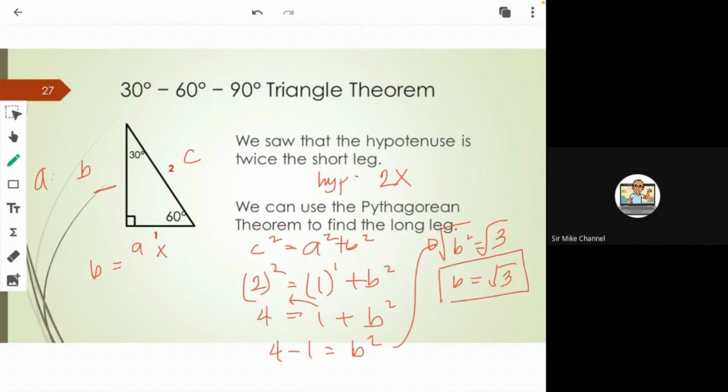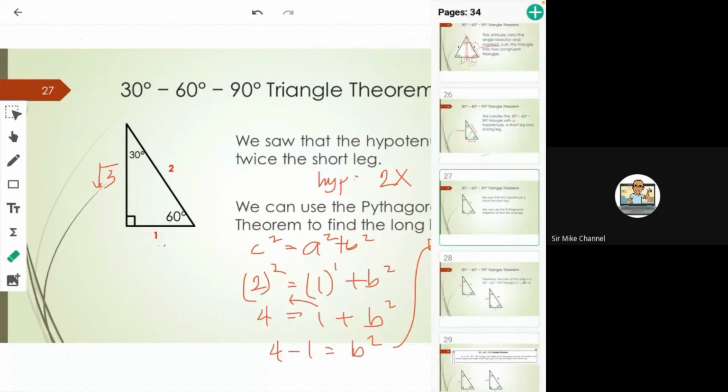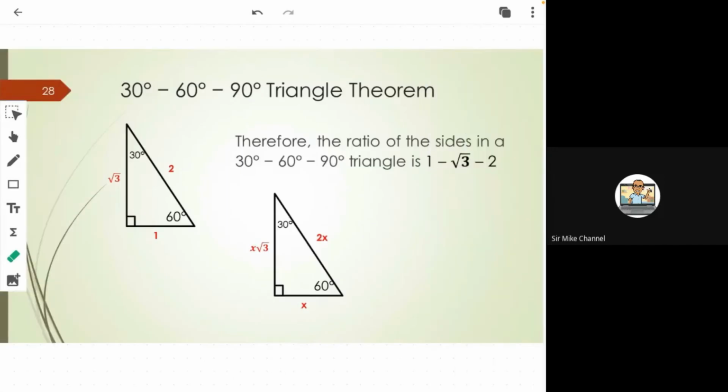So, ito na yung pinaka-pattern natin. Okay? So, ito na ay square root of 3. Okay? Ito yung pinaka-ratio natin, class. So, yung shorter leg natin is 1. Hypotenuse is 2. Siyempre, yung longer leg is square root of 3 times ng shorter leg. Okay? So, ito na yung pinaka-formula natin. So, therefore, the ratio of the sides in the 30, 60, 90 triangle is 1, square root of 3, 2. So, ito yung 30, 60, and 90 degrees.